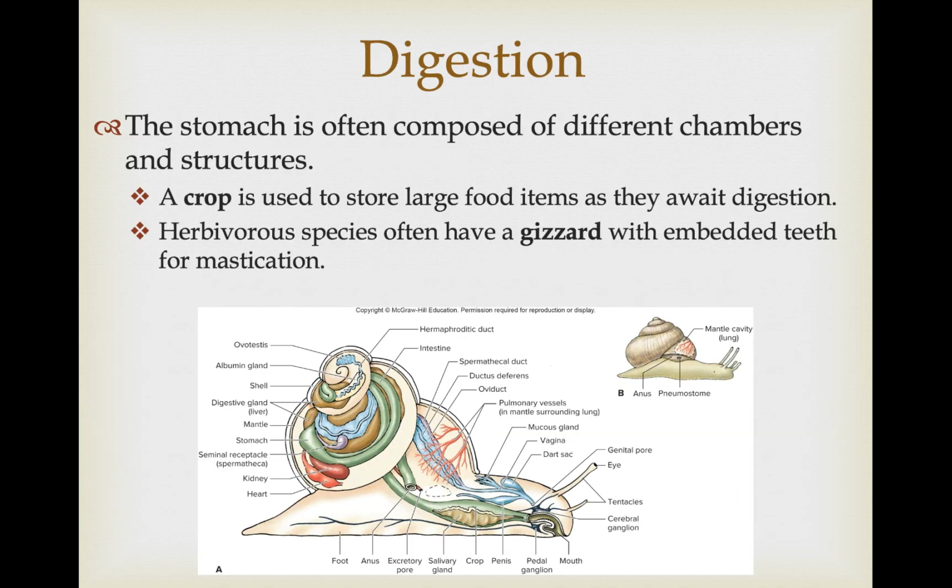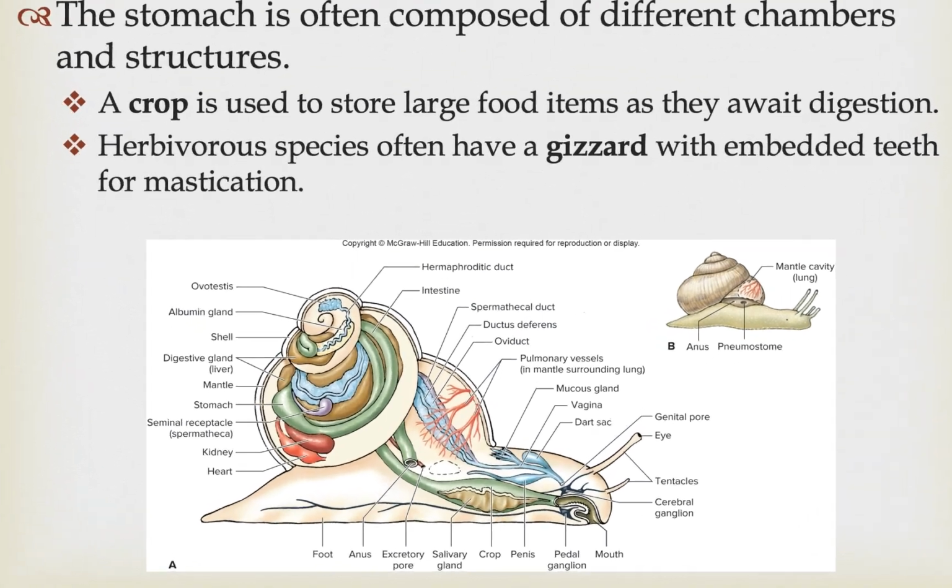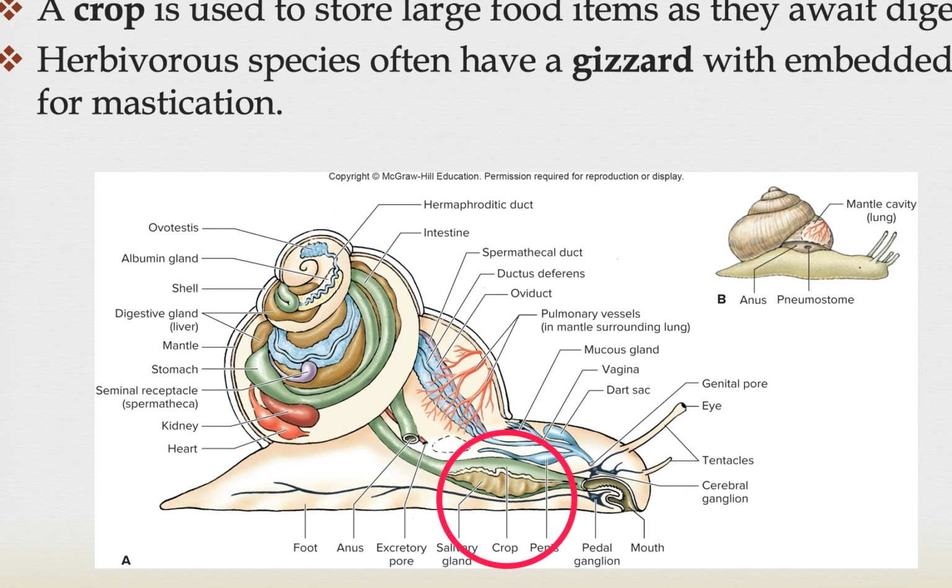There's a great deal of specialization of the digestive tract. So the stomach is often composed of different chambers and structures for breakdown of food. There's a crop that's often used to store larger food items as they're awaiting digestion. And herbivorous species, like we see in a lot of herbivorous mammals, have gizzards. These gizzards are muscular structures that are used to crunch up food with embedded teeth for additional mastication after the radula has done its job.